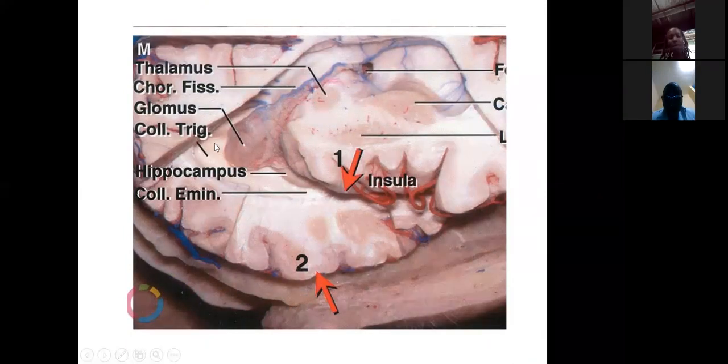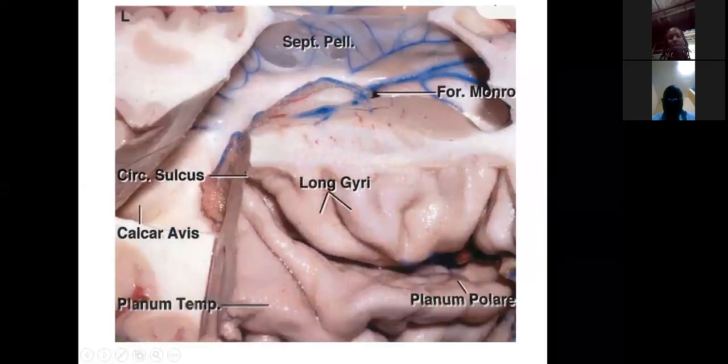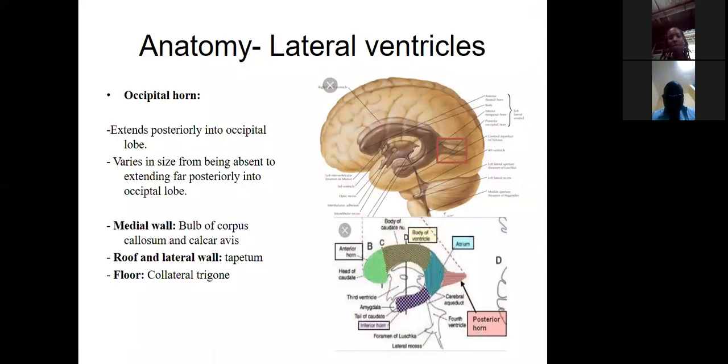Again, we see the collateral trigon, which we talk about at the level of the floor of the atrium. We see the calcar alveus, which is not well represented here. We see the glomus again, which is the prominence of the choroid plexus at the level of the atrium. Another representation just to show the calcar alveus, the collateral trigon, which is not well represented here, and here is the atrium.